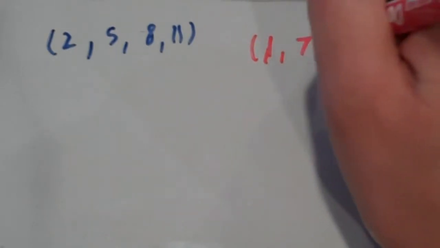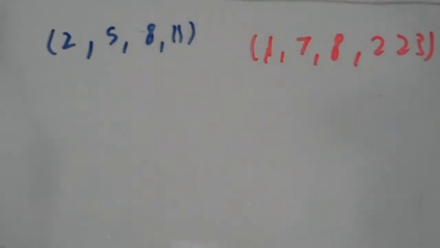For example, the series 2, 5, 8, 11, that is a series. It follows a pattern. Now, if it does not follow a pattern, it is just a random group of numbers, it is a sequence. For example, 1, 7, 8, 223. That is not a series, that is a sequence. Because it does not follow any set pattern, the numbers are just random. For a set of numbers to be a series, it has to follow a pattern.